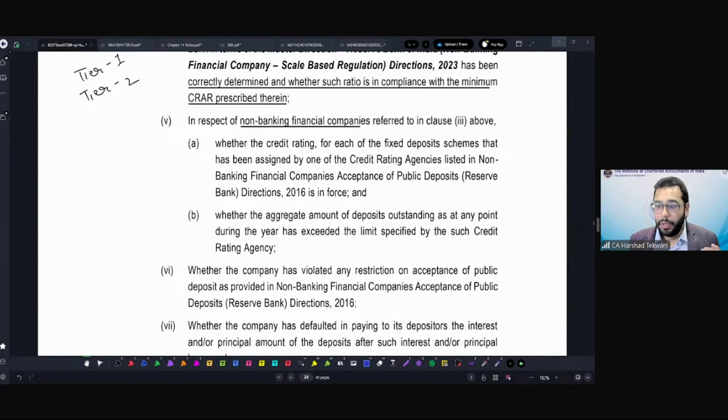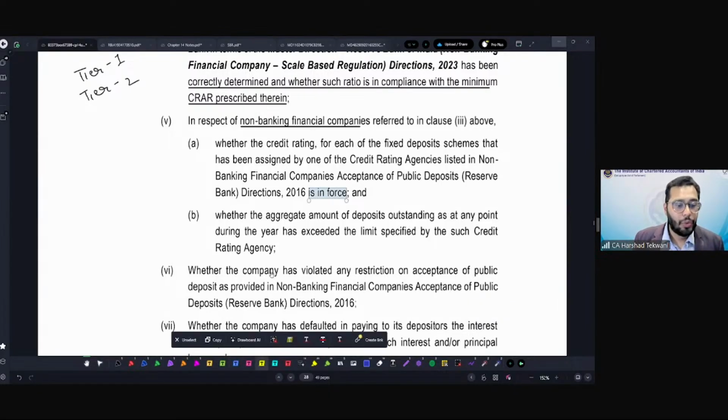Okay. Now this was basically with respect to credit rating. So whether that credit rating is in force or not, that is very important to understand. Or, for example, it has been classified as beyond triple B minus or BAA3 or something like that. So that is required to be reported by the auditor, whether it is still in force or not.